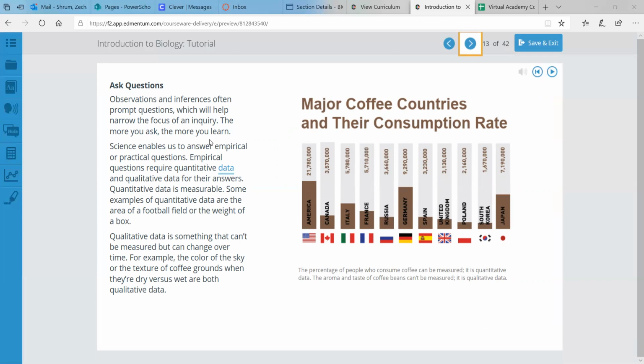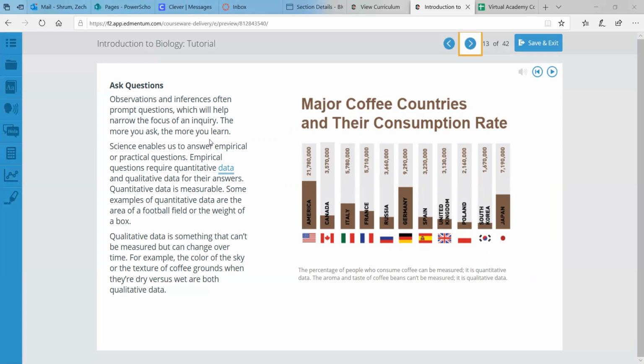And that prompts these types of scientific questions. And that will help you narrow in what you're trying to look at. And the more you ask, the more you're going to learn about the subject of interest. And these questions tend to be very practical, empirical, dealing with numbers and data.